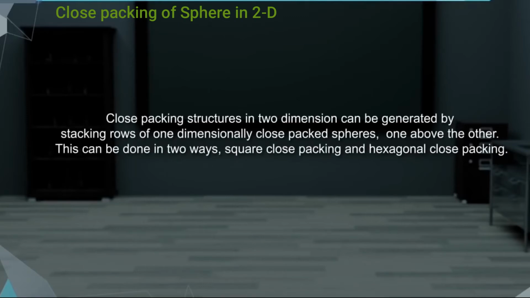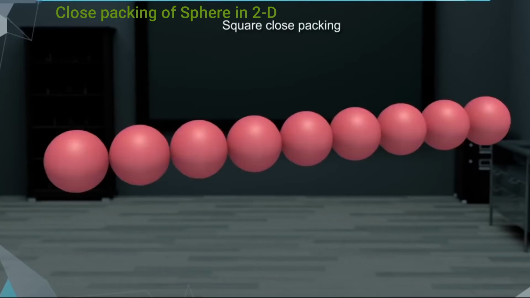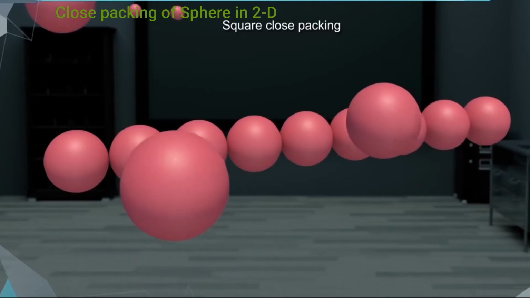Close packing in two dimension. The two-dimensional close packed structures can be generated by stacking the rows of close packed structures. This can be done in two different ways. First, the second row may be placed in contact with the first row such that the spheres of the second row are exactly above those of the first row. The spheres of the two rows are aligned horizontally as well as vertically.